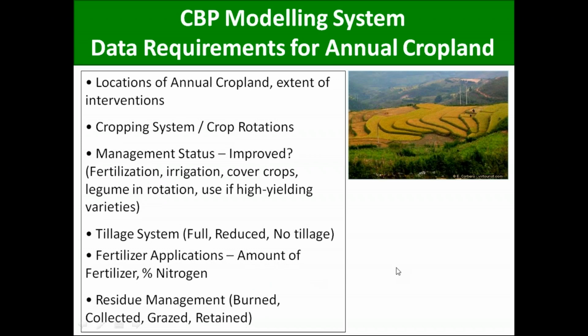For annual cropland, you need the location and extent of your annual cropland, your cropping systems and crop rotations, your management status, is it improved? And this is a catch-all term that applies to if you're adding non-nitrogen fertilizer, irrigation, cover crops, legumes in your rotation, or if you're using high-yielding varieties. And because all of these things will influence the rate at which your crop grows, the rate at which it will accumulate carbon. Your tillage system, is it full, is it reduced, is it no-till? Fertilizer application, how much fertilizer is being added, what's the percentage of nitrogen in your fertilizer?